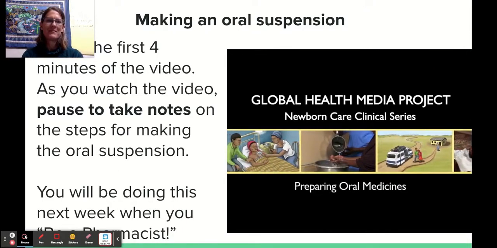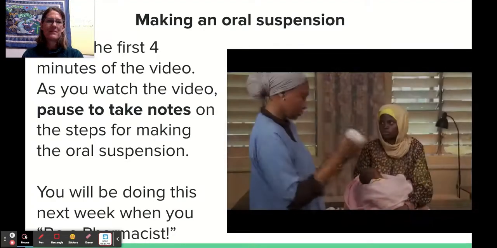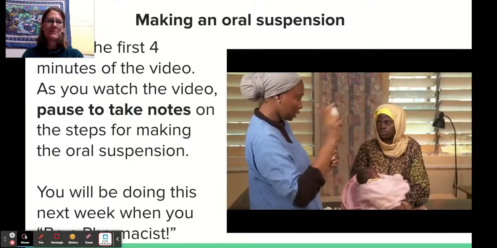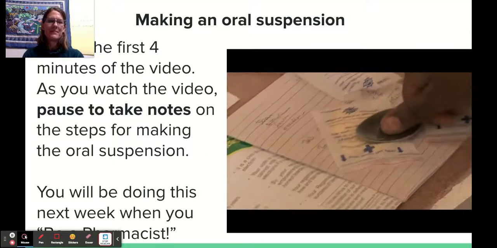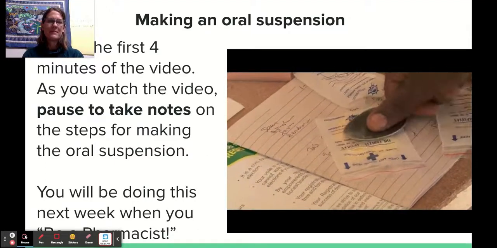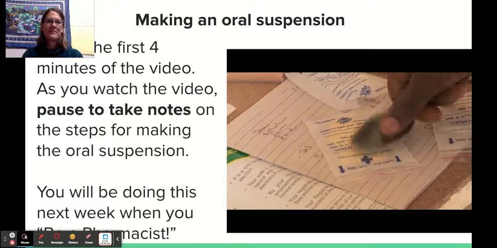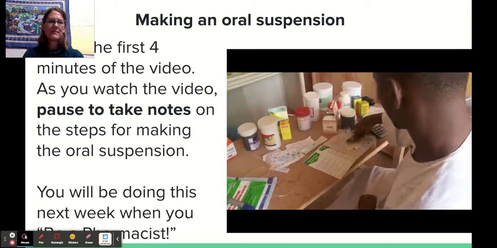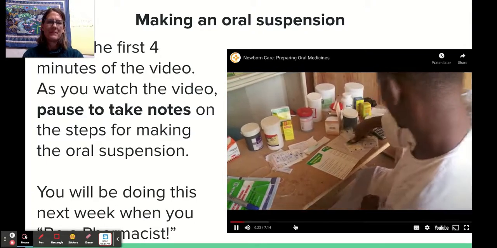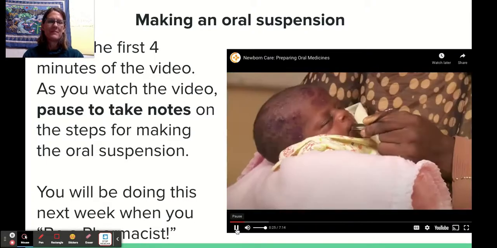Preparing oral medicines. To give babies safe and effective treatment by mouth, the medicine must be prepared and given correctly. Giving the right dose to a baby can be challenging. The doses for a baby are quite small and can be difficult to accurately divide.